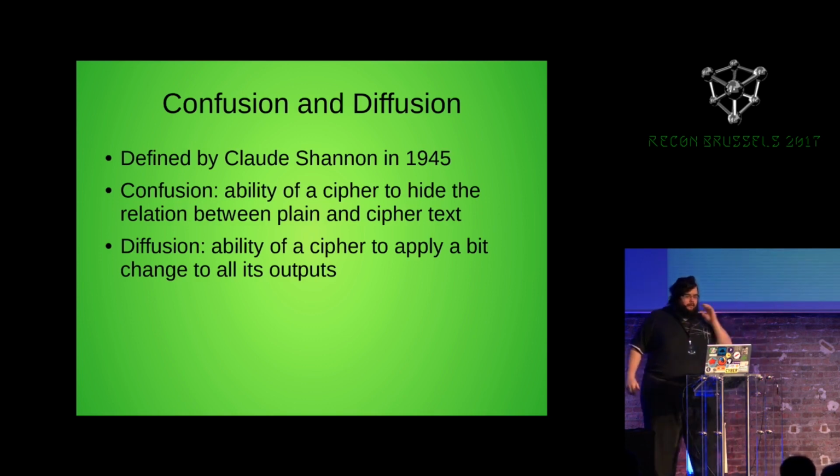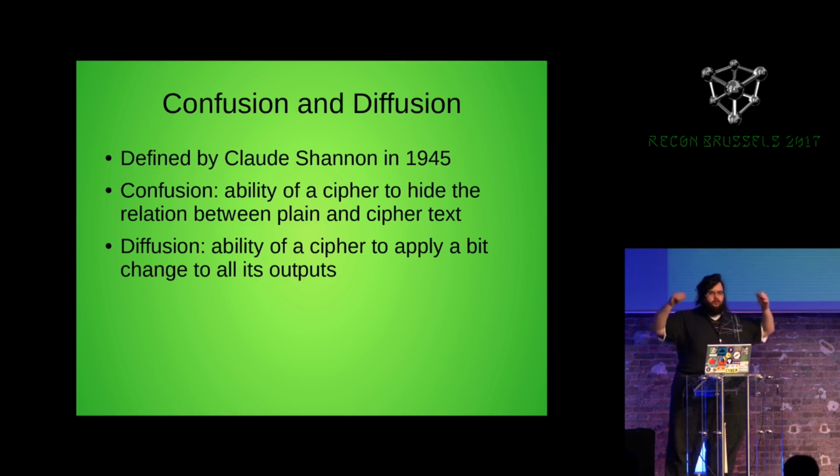Confusion is basically the ability that a cipher has to hide the relationship between plain text and cipher text based on the key that you are providing. And diffusion, on the other side, which is what we are going to focus on, is that each single input bit that you provide to the cipher should affect each single output bit of the cipher. Otherwise, you can focus on two bits that are affected by fewer inputs, break those two bits, and use the information you gain from them in order to attack the other ones.